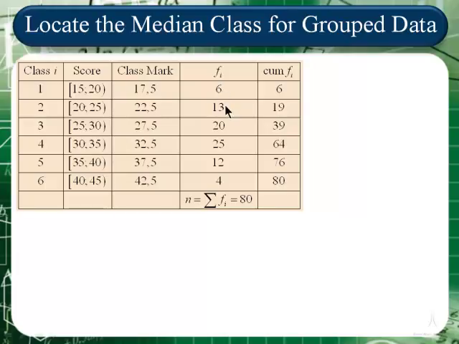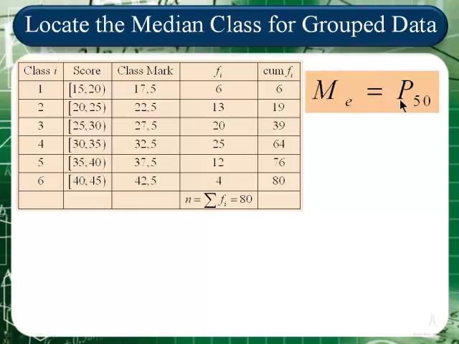So to the 6 I add 13 to get a cumulative frequency of 19. Then to that 19, if we add 20, we get 39. To the 39 we add 25 to get 64. To the 64, 12 to get 76. And finally add the 4. And then the cumulative frequency of the last class must be the same as the size of the sample. Now, the median is percentile 50.